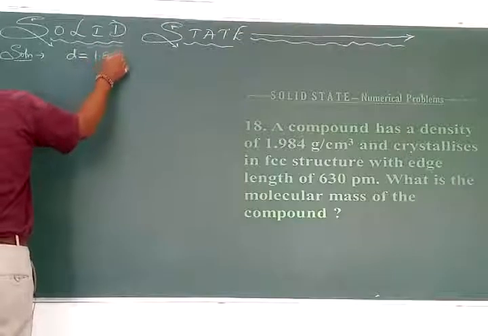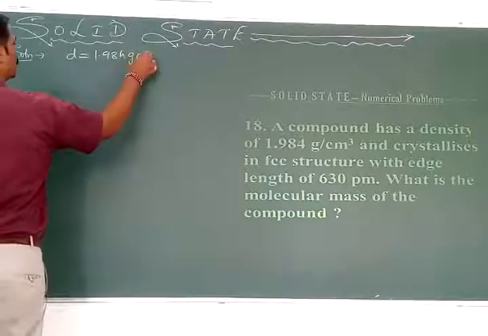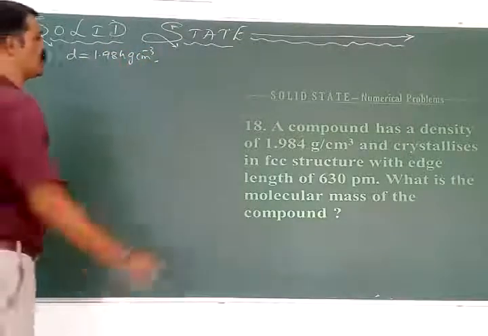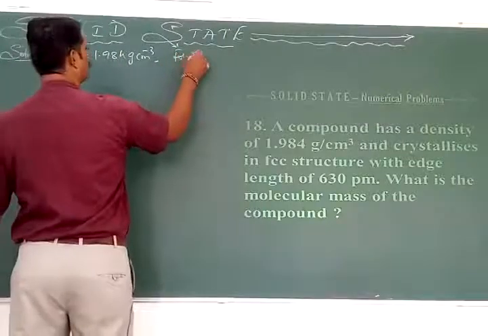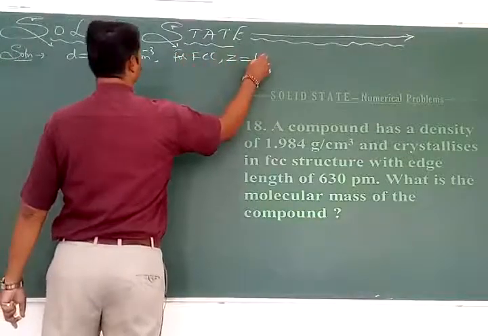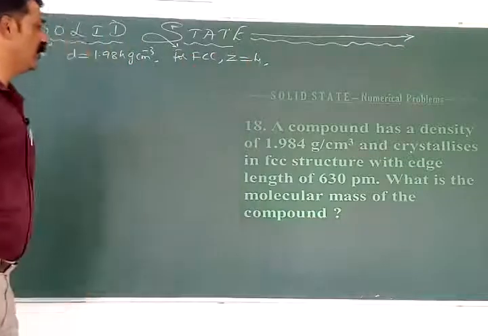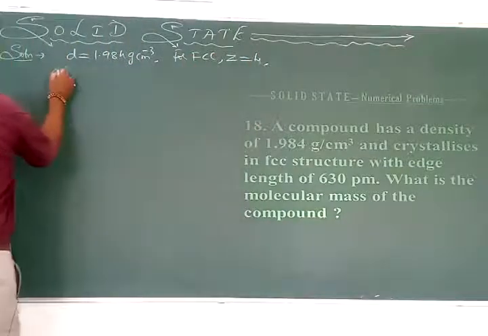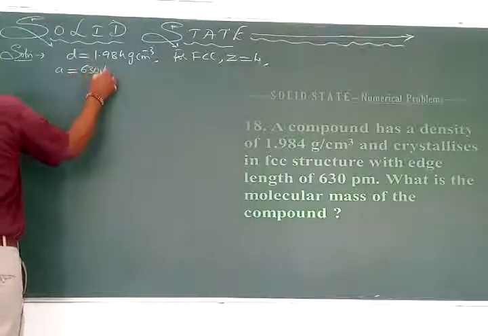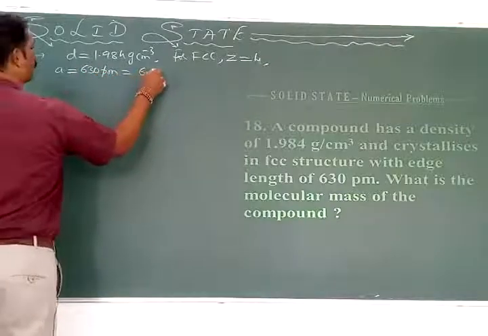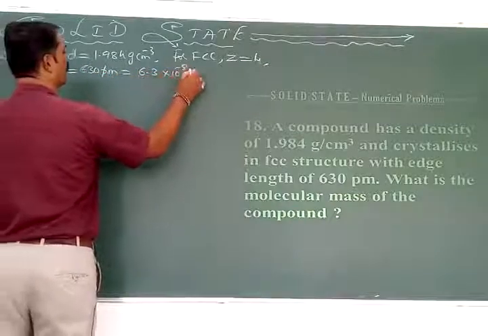Density is 1.984 gram per cm cube. For FCC, what is the value of Z? Z is 4. What is the edge length here? A is equal to 630 picometer. Now I will directly write that as 6.3 into 10 to the power of minus 8 centimeter.